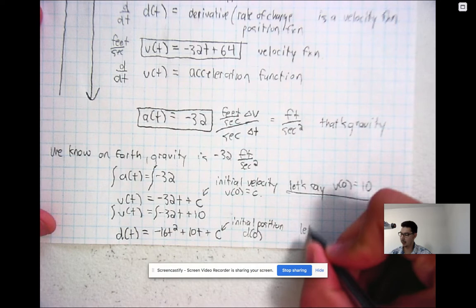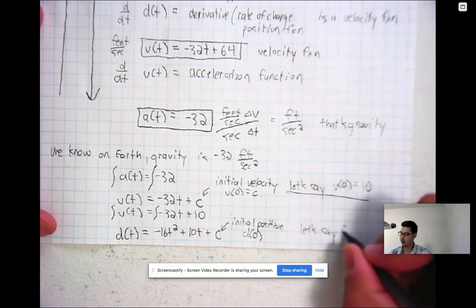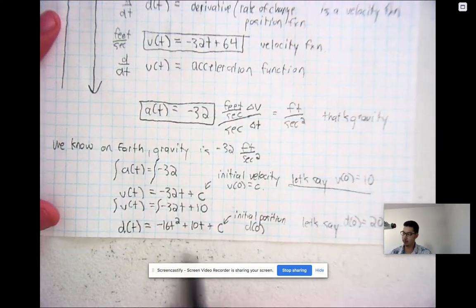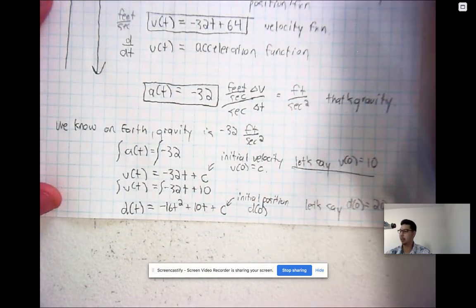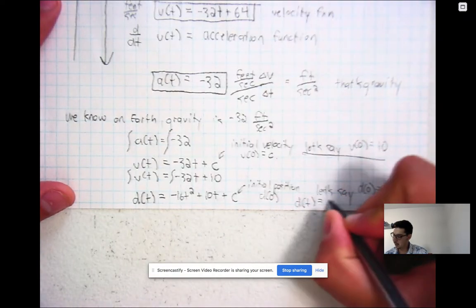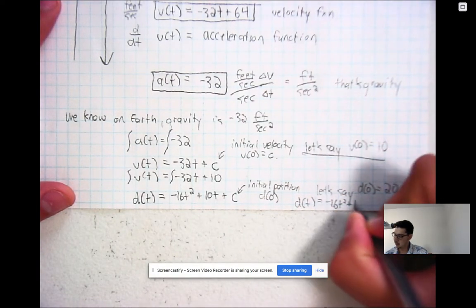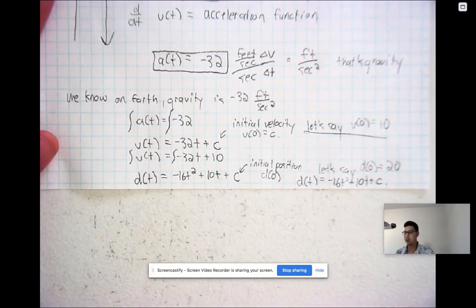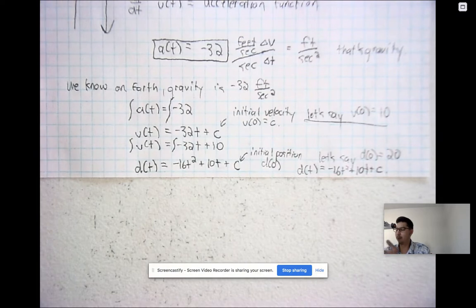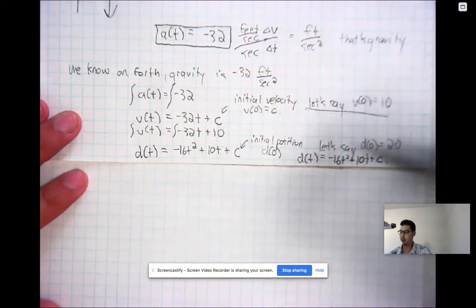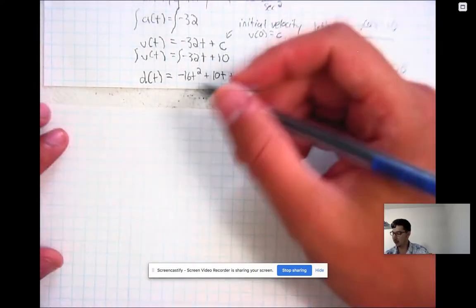So let's say that, for example, our initial position is 20. Well, then our equation would have been, running out of room here, and I'm going to squeeze it on here, d of t equals negative 16t squared plus 10t plus 20. So that's great. So now with derivatives and antiderivatives, we can actually work between all three of these: position, velocity, and acceleration. And here's a graphic to summarize it.